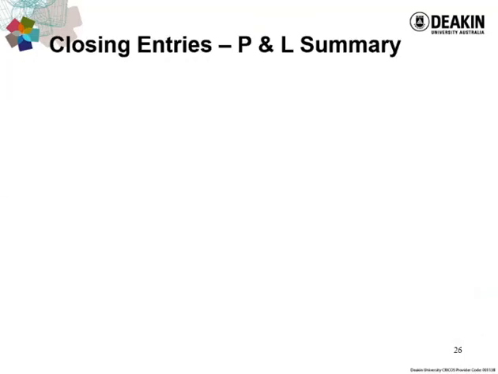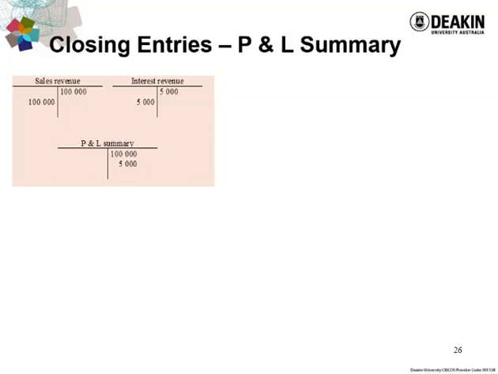This is the example for closing entries using the ledger accounts T accounts format. So sales revenue and interest revenue are income. They have credit balance. To close them, we debit, and we transfer the figures to the credit side of P&L summary.